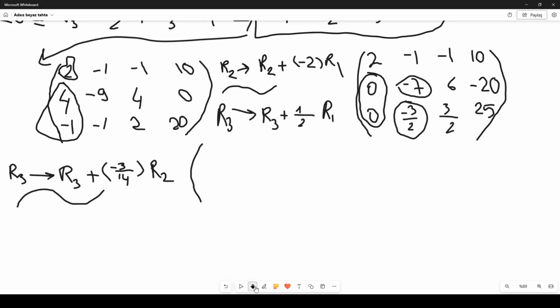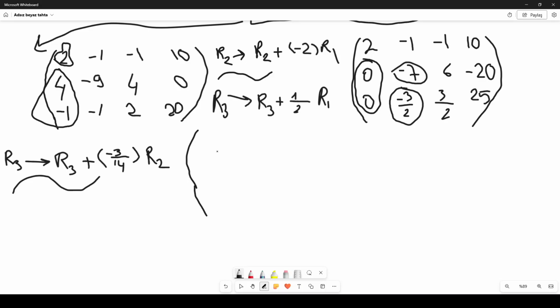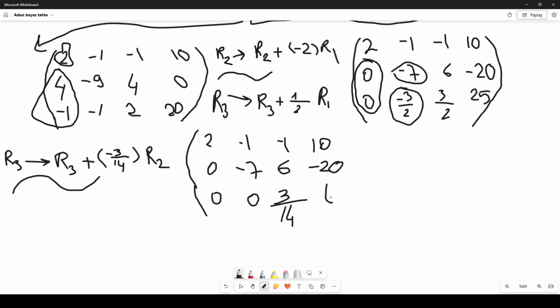So I continue with the process again. We have 2, minus 1, minus 1, 10, then 0, minus 7, 6, and minus 20. And what we have in the last row is 0, 0, 3 over 14, and the last entry is 410 over 14. Again, I check to see whether or not we're done with the Gaussian elimination process. And yes, we're done, because starting from the top row, ending with the last row, we have a strictly increasing number of zeros.